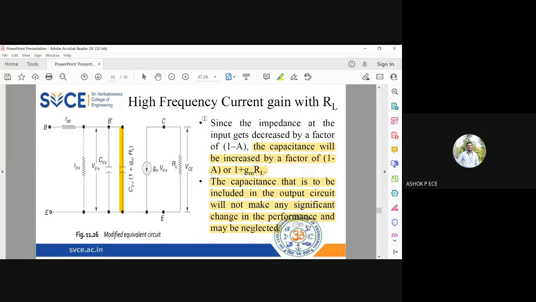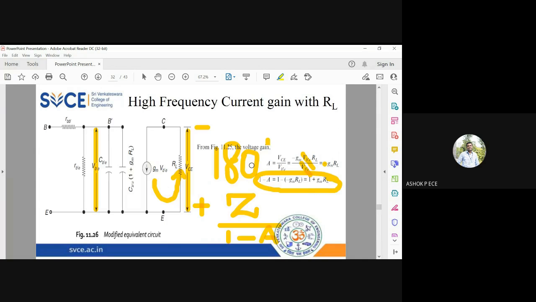Okay, and you know that whenever you are going to have a series component, you will be finding out voltage gain. Whenever you are going to have a shunt component, you will be finding out current gain. But since you are going to have the capacitance in series, I am finding A is going to be the voltage gain. So, you know, capacitance in parallel will get added.